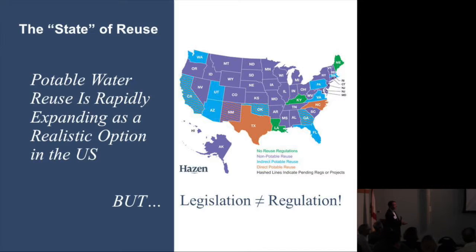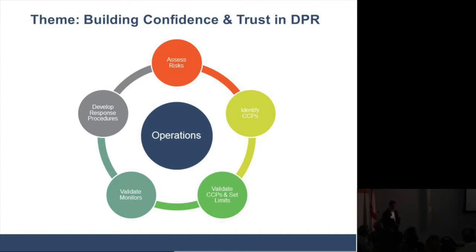So it's color-coded here. Interestingly, North Carolina just passed some legislation allowing direct potable reuse, but as we found out when we started to talk to the regulators, they're going, yeah, it's allowed, but we don't have any idea what to do. So while we're moving forward in terms of legislation, we don't always have regulation. It's not always a clear path forward on how exactly we implement these systems, how we permit them, how we design and operate them.